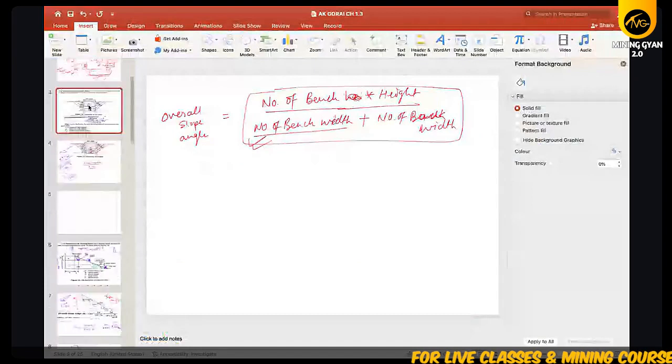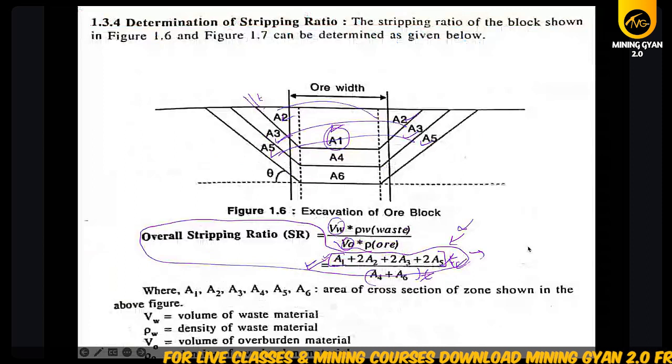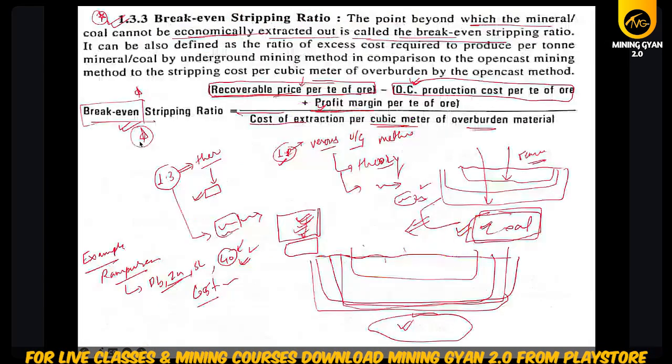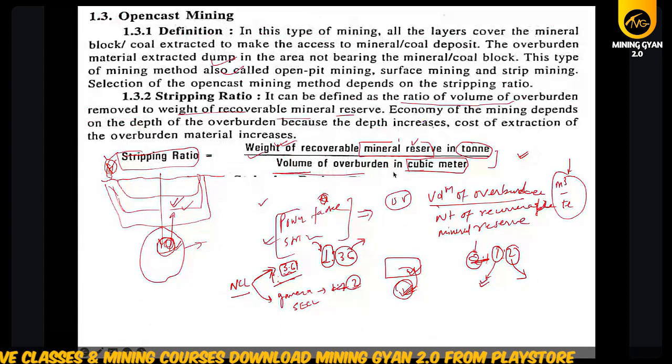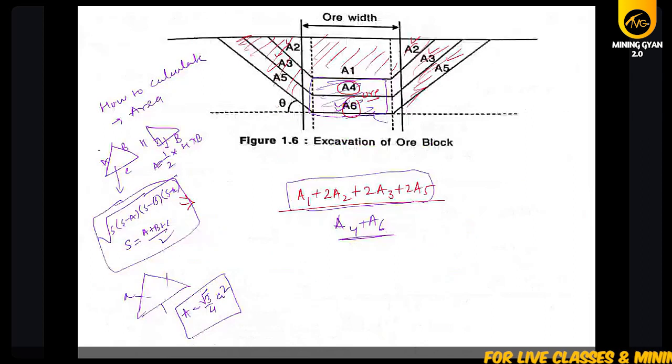Stripping ratio. First doubt was stripping ratio. So in the stripping ratio, overall what we had discussed, ki weight of the recoverable mineral, kitna weight hai, and the volume of the overburden in cubic. So this is just an example, don't consider it a numerical. In the numerical section, we will discuss it further. Don't worry. I just gave you brief information on how you will approach the question.